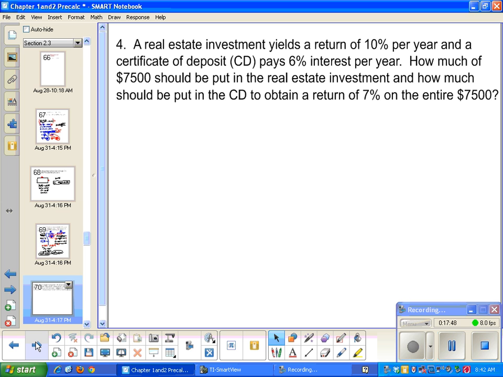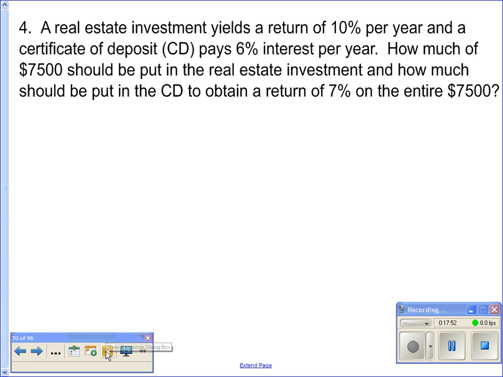All right, we have a fourth problem. It's just a simple interest problem. So before we do this problem, let's just review simple interest. Interest is equal to principal times your rate times your time. So P is your principal and R is your rate. So in this case, it's 10% and then possibly 6%, and then your time in this case, which is a year.